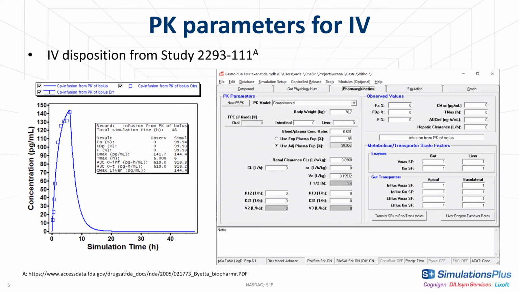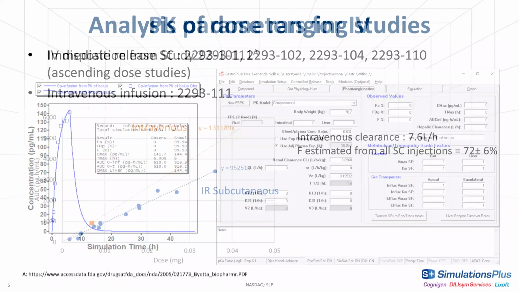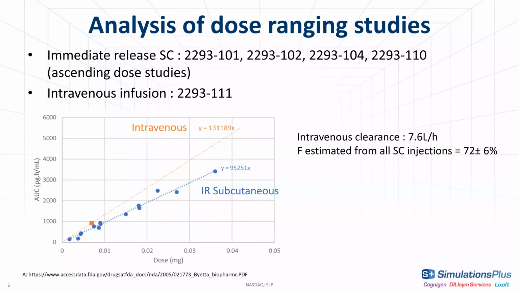And when you look at the comparison between intravenous data and subcutaneous for the IR formulation, so the IR solution Byetta, the immediate thing that you can see is that the AUC for Byetta is dose proportional, but it's not exactly the same proportionality as the intravenous. So there is a lower bioavailability for those solutions. So it's not 100%. If you believe this data, you can calculate about 72% bioavailability from the subcutaneous injections for the IR solution.